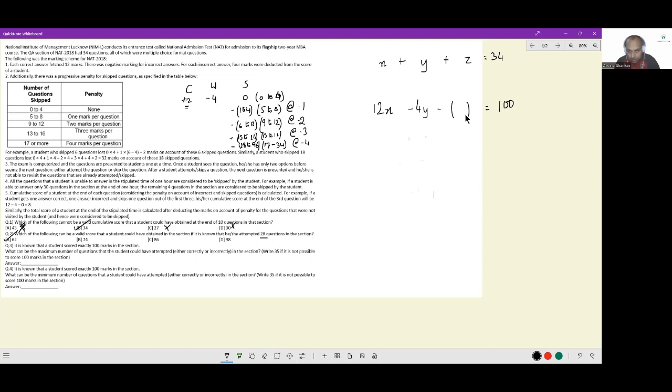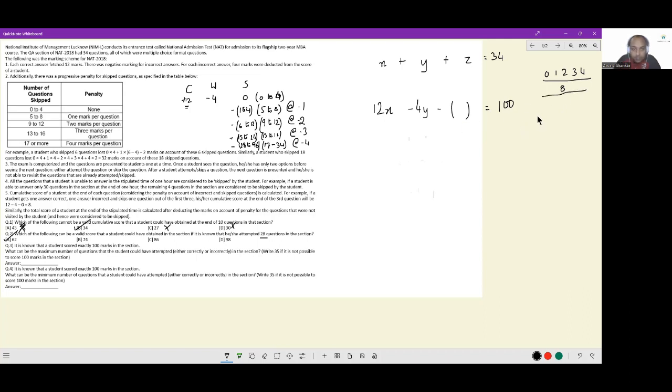Due to skipped questions, the marks lost should also be a multiple of 4. Now, how many questions can be skipped so that the marks lost is a multiple of 4? It can be either 0, 1, 2, 3, 4, the first band.